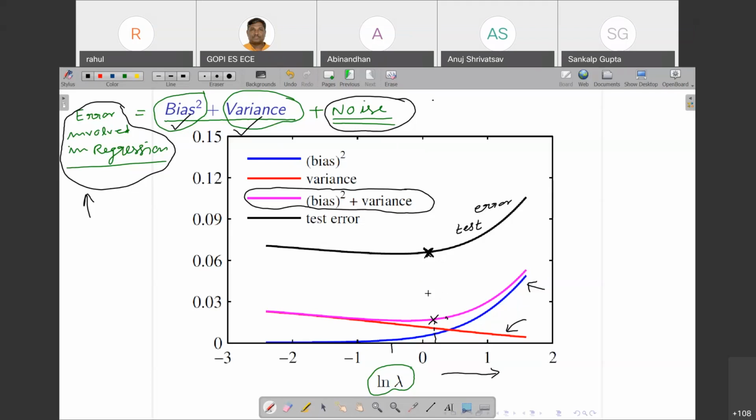This one, once again, we are going to discuss in the next class. What I am trying to say here is you have to look for the lambda where bias square plus variance is minimum. This is the place where it is minimum, and this is the place where you are getting the minimum for the test data. We will discuss other things in the next class. We will stop here.